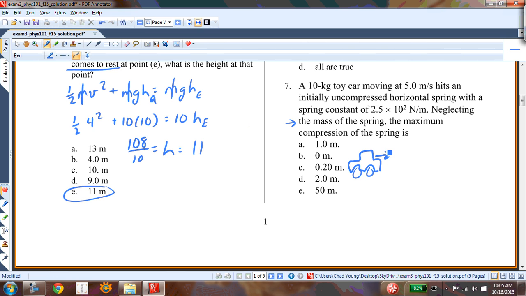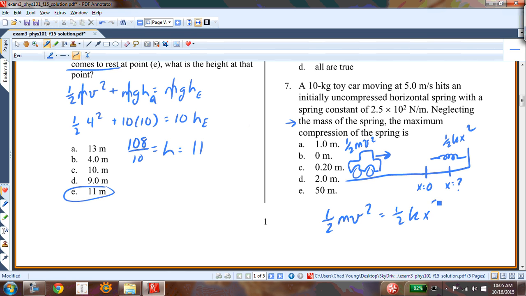It's moving in this direction, and then over here I have a spring that is initially uncompressed, and then it compresses to some distance. I want to know what that is when this car runs into it. Well, initially I only have kinetic energy, and then this car is going to compress the spring, and I only have elastic potential energy. So 1/2 mv squared equals 1/2 kx squared.